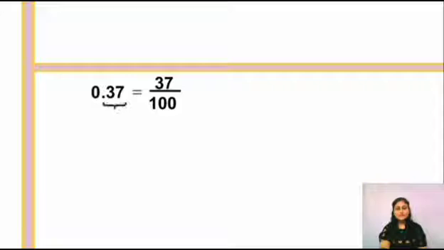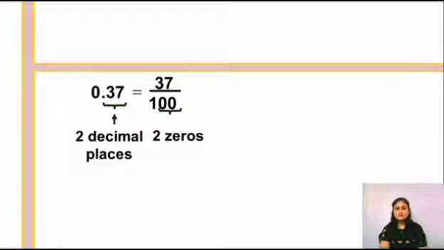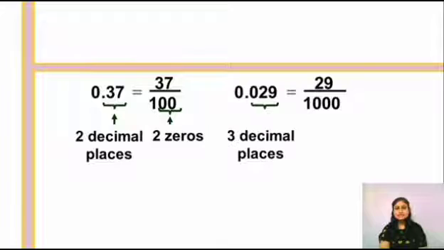For example, 0.37. Here we have two decimal places. So in fraction form, we write two zeros in 100. Another example is 0.029. Here we have three decimal places. So we write three zeros in 1000.